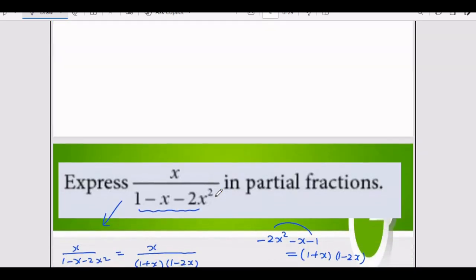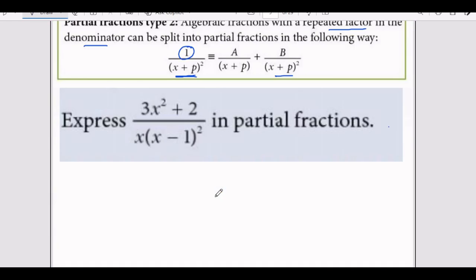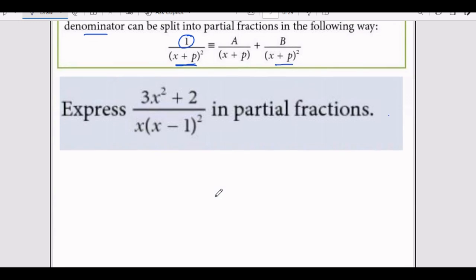So now let's go back to our question that we were doing. 3x squared plus 2 over x into (x minus 1), we are expressing this as a partial fraction. So now using this type 2 rule here, this 3x squared plus 2 over x into (x minus 1) squared. Now you see, this is the combination, you have x as well as this. So this is a repeated root and the first one as it is. So we are going to combine both of them.